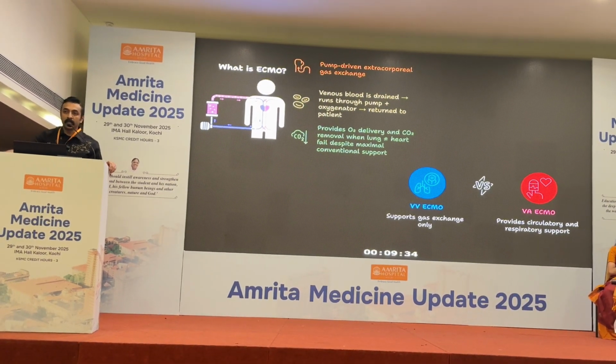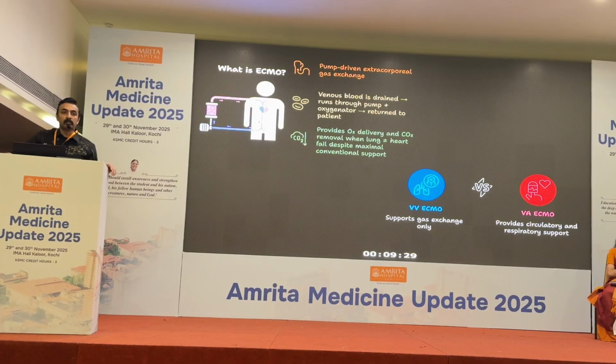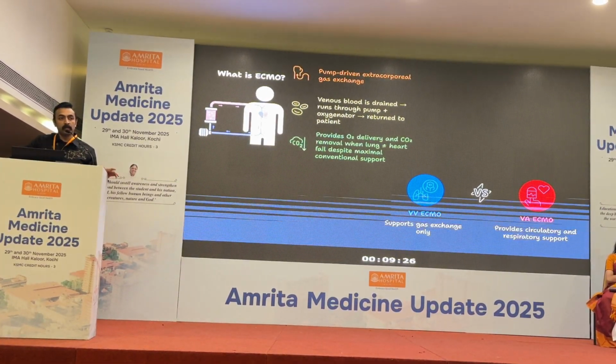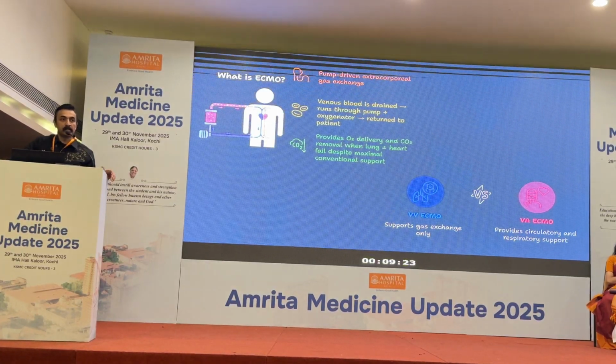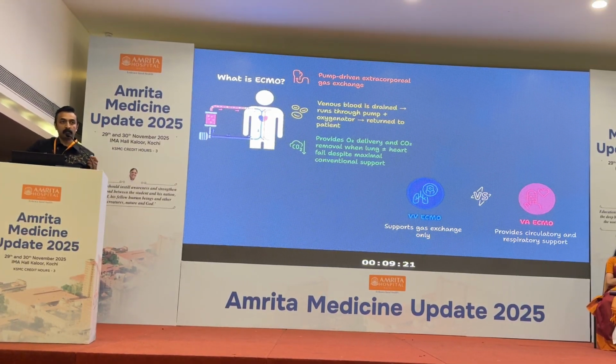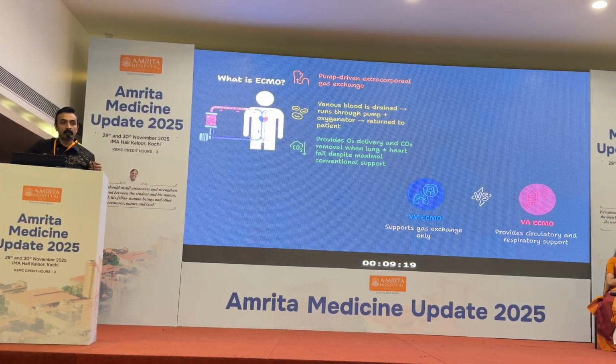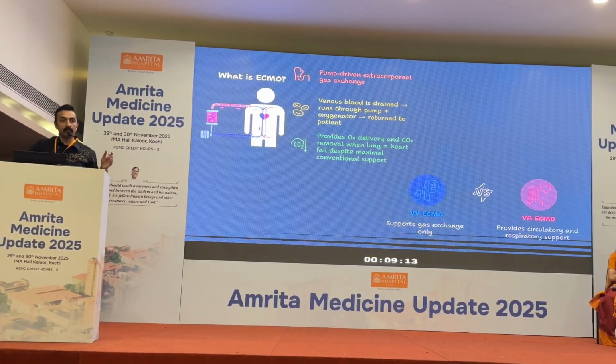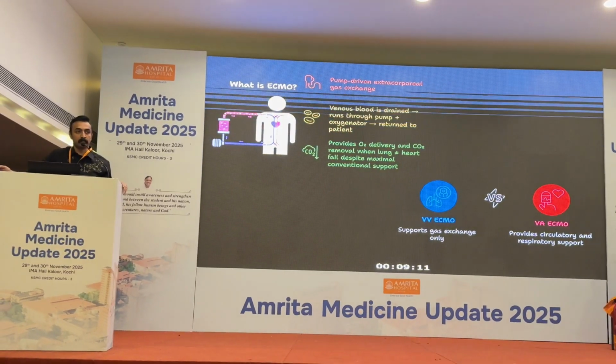Here again we have two types; broadly you can divide it into the veno-venous ECMO and the veno-arterial ECMO. So veno-venous is something which we prefer for oxygenation, and veno-arterial is for the hemodynamic support. As the name suggests, you take the blood out of a vein, preferably from your femoral vein, and you return the blood also into the vein in a VV ECMO. In veno-arterial ECMO, the return goes into the artery.